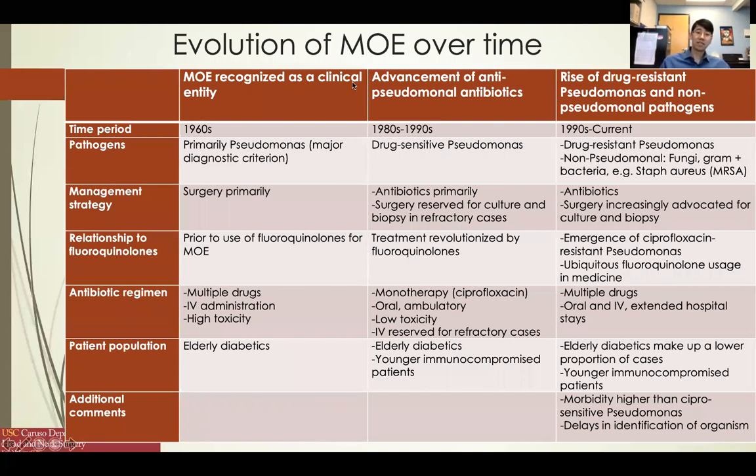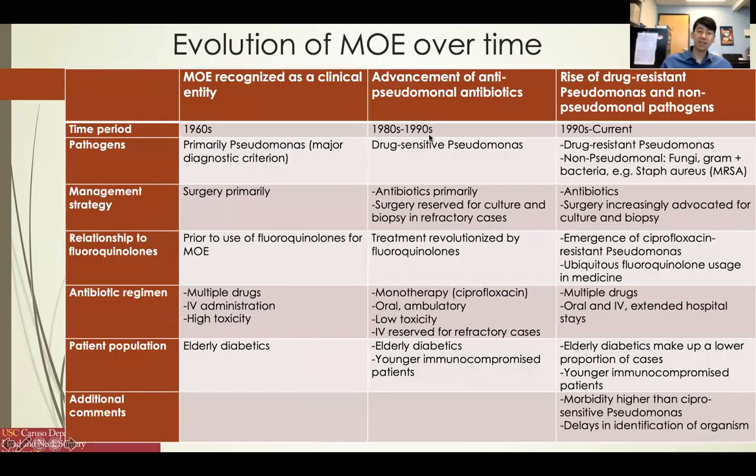In the 60s, when this was recognized as a clinical entity and called MOE, this was primarily Pseudomonas, and we didn't have any Cipro yet, or didn't figure out that would work, and it was treated primarily as surgery, with a high mortality and morbidity rate, and required multiple drugs, IV administration, and high toxicity. Patients were always elderly and diabetic, mostly elderly and diabetic.